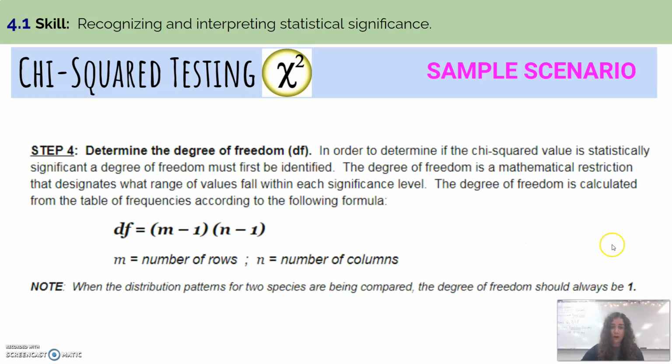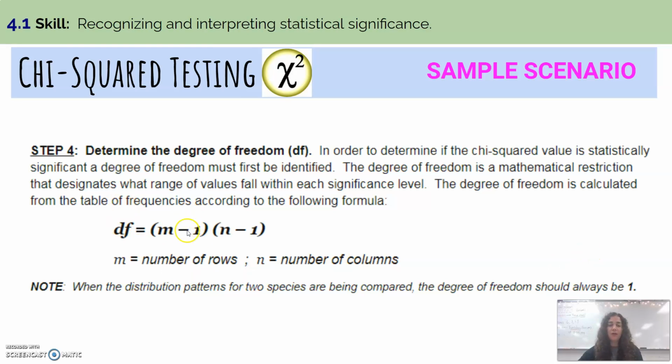So step 4, step 4.5, if you will. The next step is going to be to determine the degrees of freedom. So remember, in order to determine if the chi-squared value is statistically significant, you have to find your degrees of freedom. And then the degrees of freedom is a mathematical restriction that designates what range of values fall within each significance level. So it's going to be calculated from the table of frequencies using this formula here.